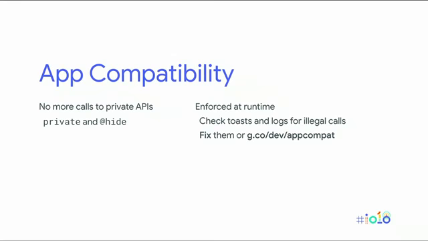It might be toast or it might be logs when you make an illegal call. For some of these APIs, we need to hear from you that you need those APIs for your application to keep working. Sometimes it's just an oversight. We didn't make the API public. It's just because we didn't think about it. So please go to this URL and let us know if there's an API that you think should be made public. We might say yes. We might also say no.